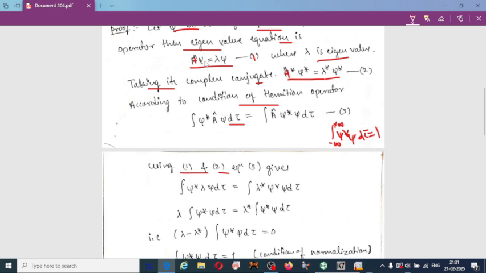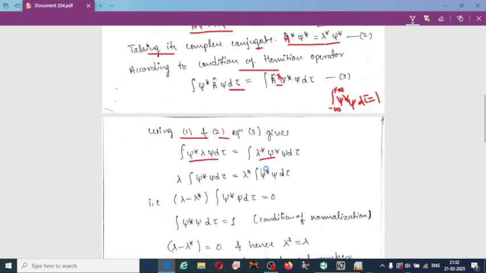A cap psi is what? Lambda psi. Okay, so we can substitute A cap psi with lambda psi in equation 3. Then we get psi star lambda psi d tau, and on the right-hand side A cap psi star psi d tau, we have taken. A cap psi star is equal to psi lambda star psi. So equation 3 can be written with the help of 1 and 2.